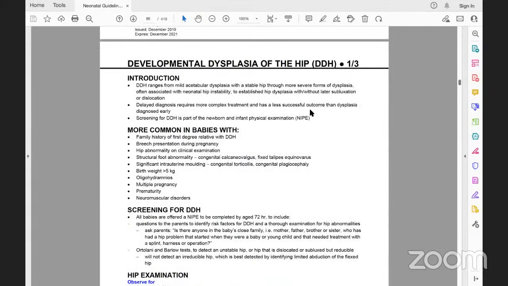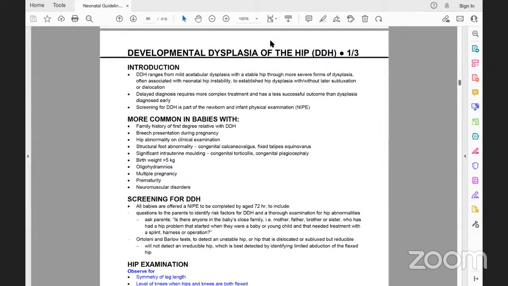See, developmental dysplasia of hip, very, very, very important. Previously, there was another name. What is that in this developmental dysplasia? Dislocation of the hip. Congenital dislocation of hip. Yes. Why did they change the name? Do you have any idea why they changed the name? Developmental dysplasia.